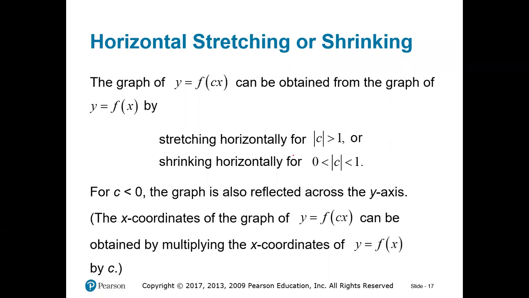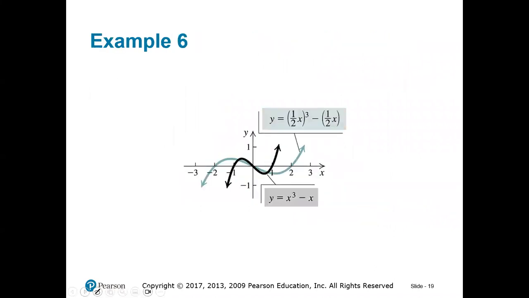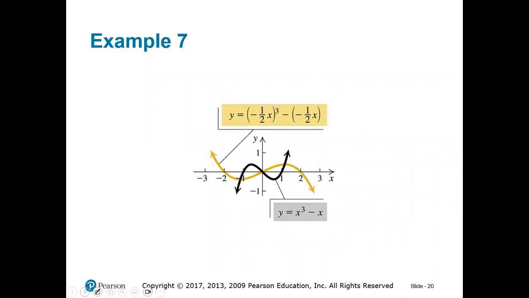This here is just telling you some more information about the shrinking and stretching horizontally. This says here that if your C is on the x and your C is greater than 1, then we're stretching horizontally. If C falls between 0 and 1, we're shrinking horizontally. If C is less than 0, we reflect about the y-axis. Okay? So these are some examples.